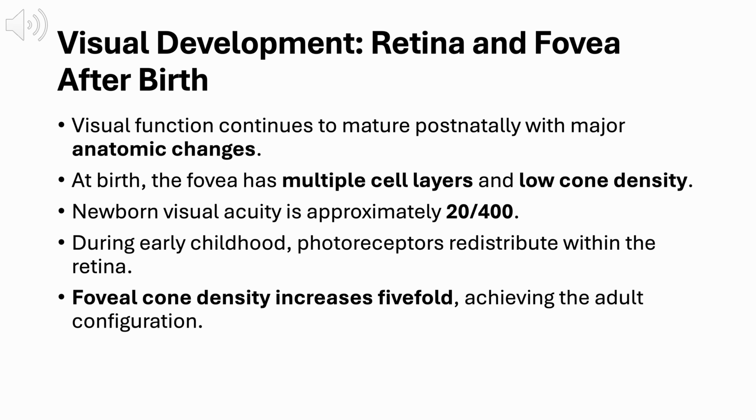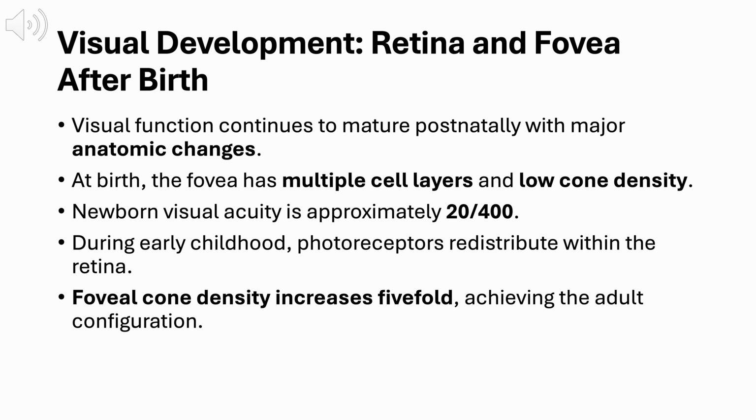Even though a baby is born with eyes that look structurally complete, visual function continues to mature after birth through major anatomic changes. At birth, the fovea is not yet specialized. It still contains multiple inner retinal cell layers, and cone density is relatively low. Because of that immature foveal structure, newborn visual acuity is very poor, on the order of 20/400.